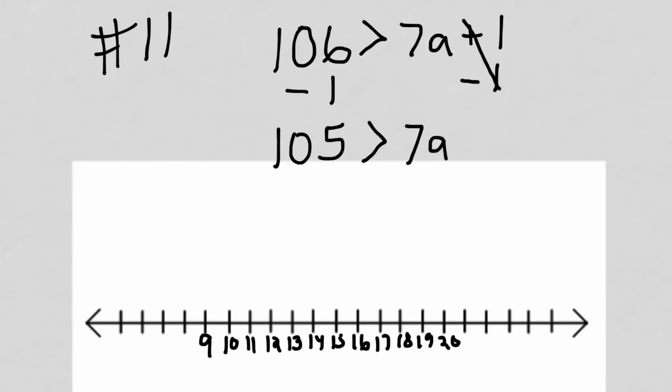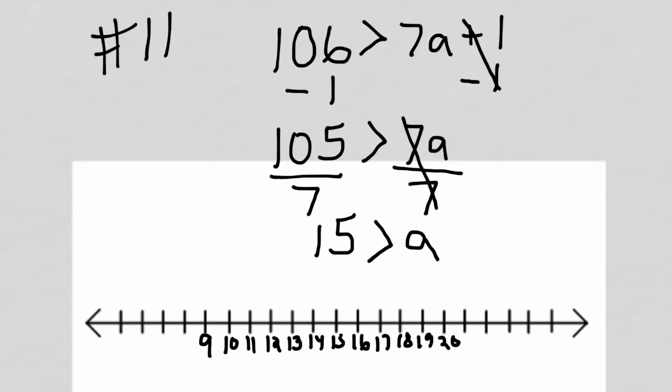Next step is to take care of this 7a. That's 7 times a. I want to do the opposite. I want to divide by 7. Have to do it on both sides. 7's cancel out. I'm left with a on the right, and 105 divided by 7. You probably have to put that in your calculators. It is 15. So the number I want to go to is 15. It is open circle, and I know that a is less than 15, so I want to go to the left. Left, less. All right, moving on to number 12.